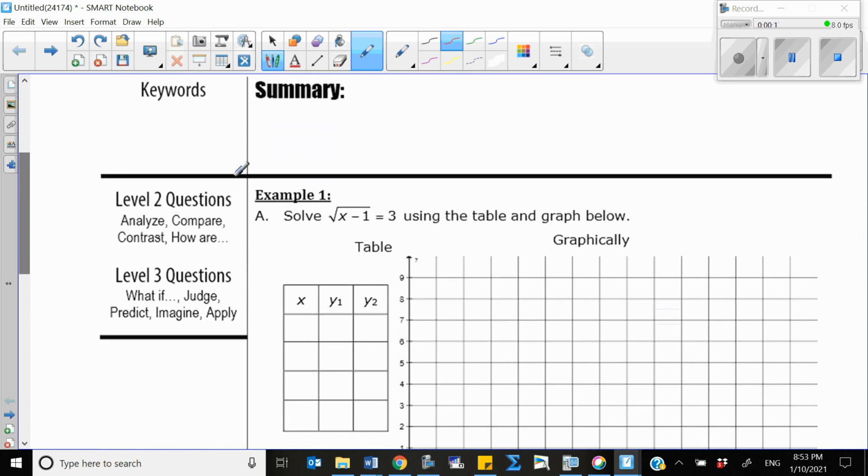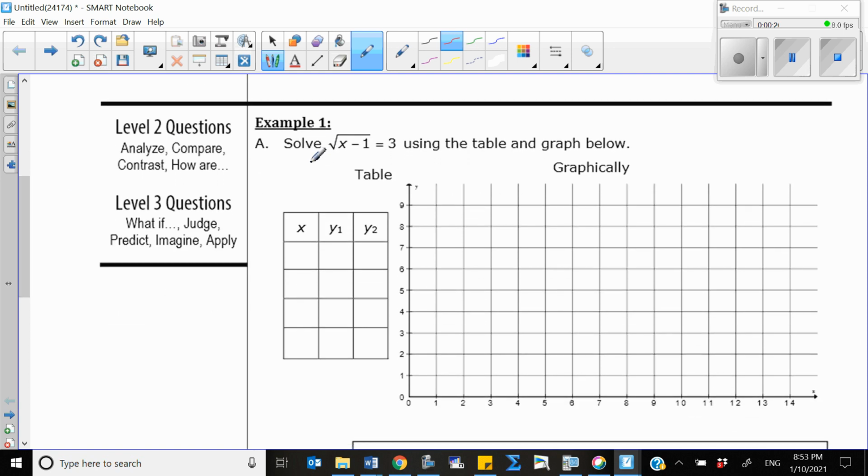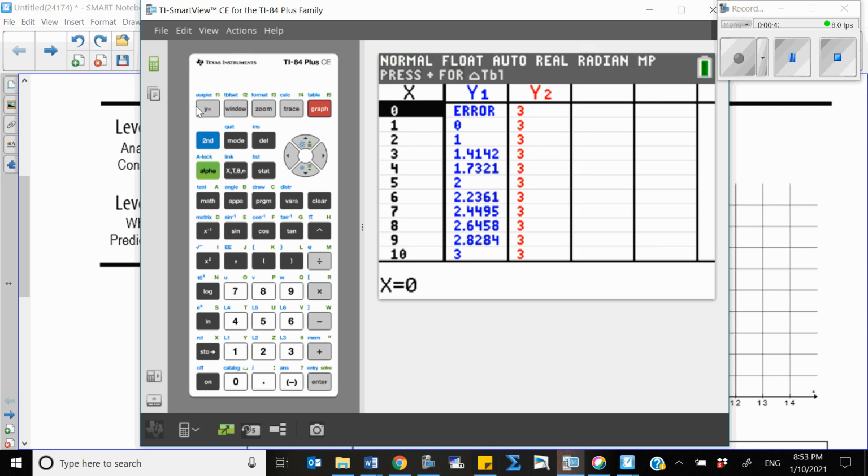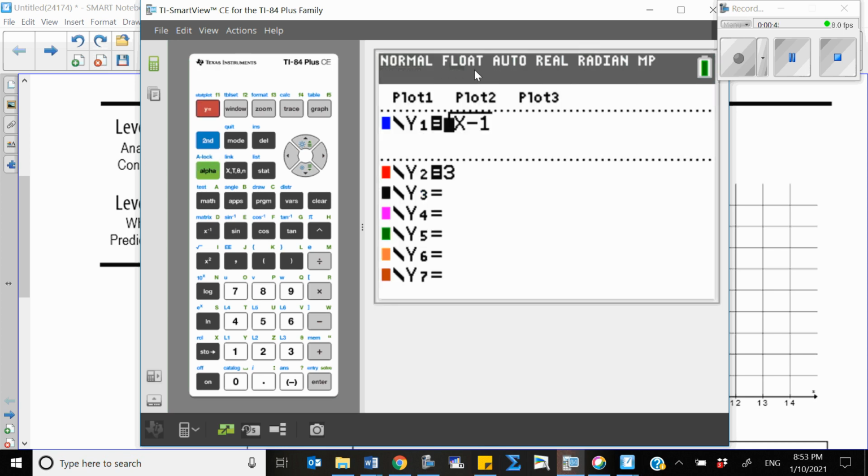So let's start with this example here: square root of x minus 1 equal to 3. We're trying to solve this using table and graph. So the first thing that I'm going to do here is to enter this equation into my calculator. How? By taking the left side and entering this as y1 into the calculator and the right side as y2. So I'm going to go to my calculator, y equal to, and I have already done that: square root of x minus 1 for y1 and 3 for y2.